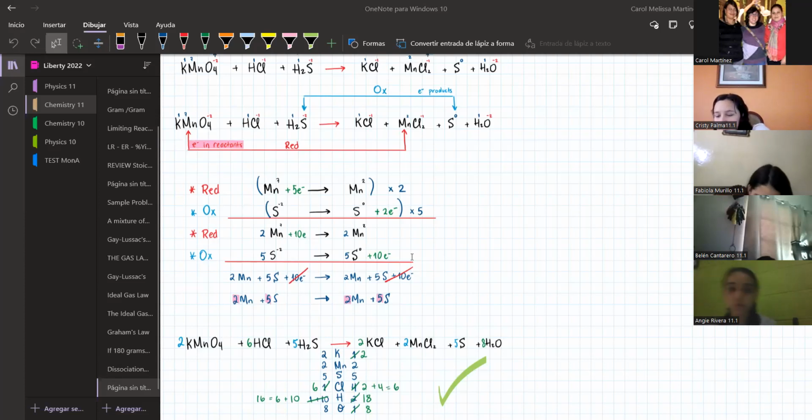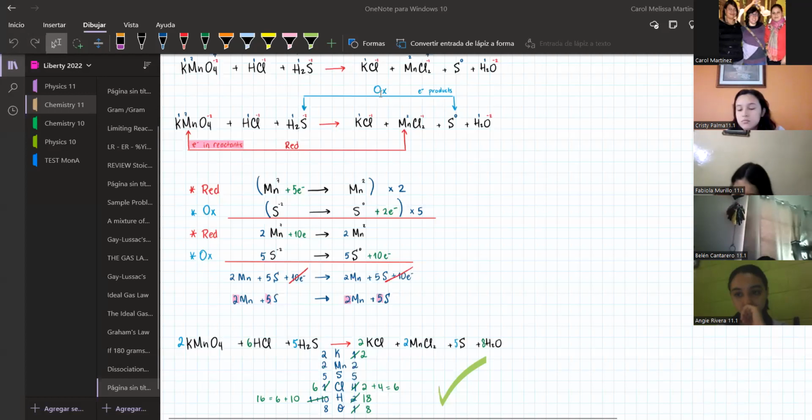Yes, I put 18, it's true, but it's 16. I'm dumb, that's the reason. There's no other reason, but it's balanced. That's the most important thing, that it is balanced. 8 times 2, 16. Yes, that's it. I was thinking about the oxygen, most likely.